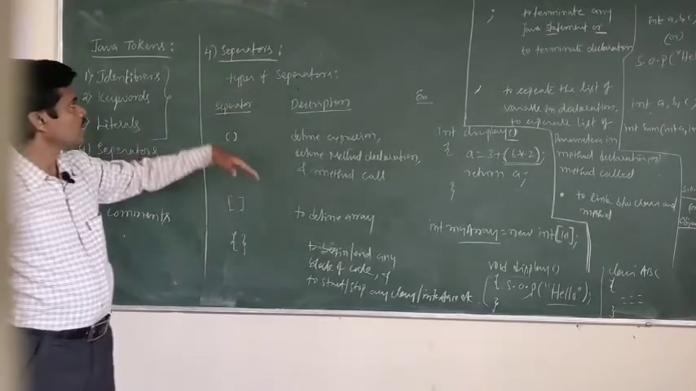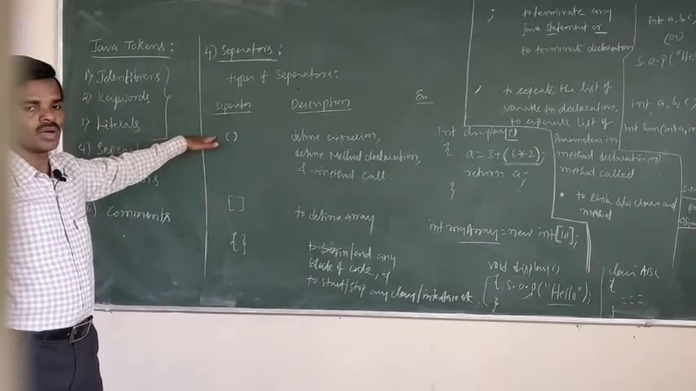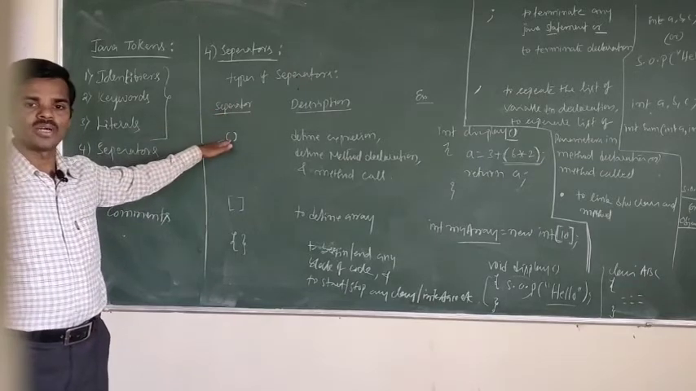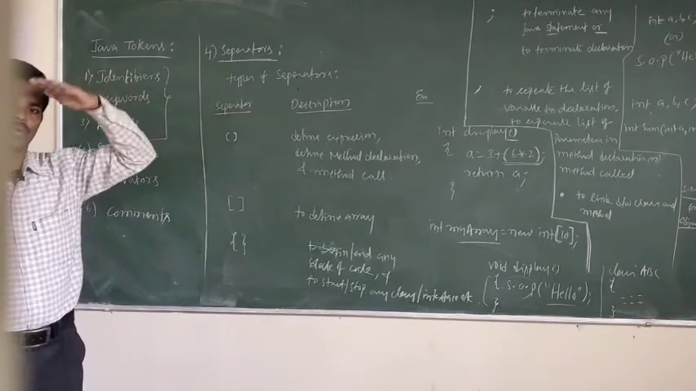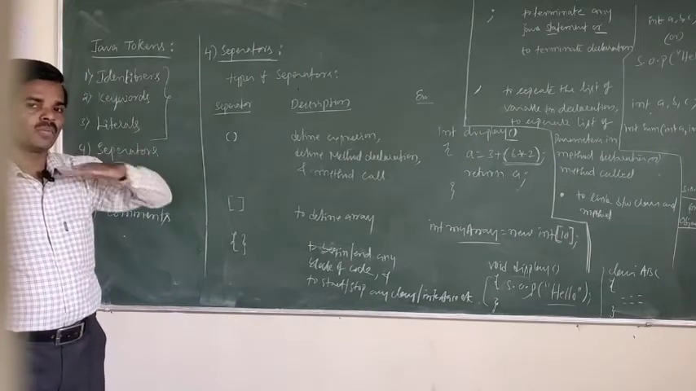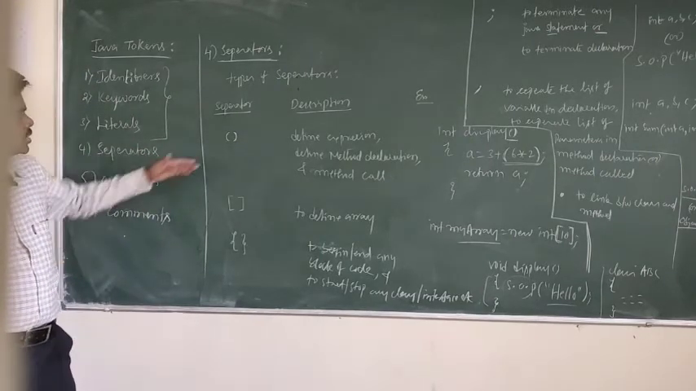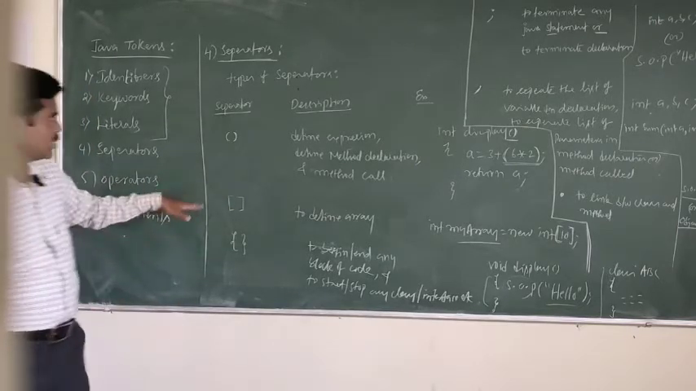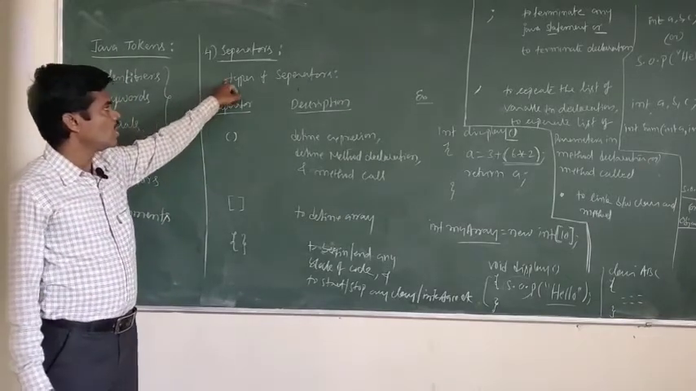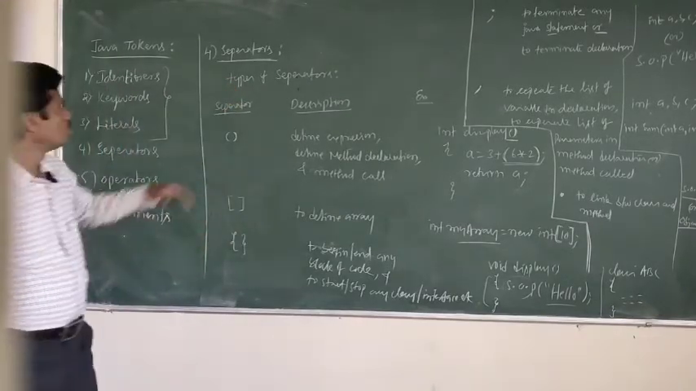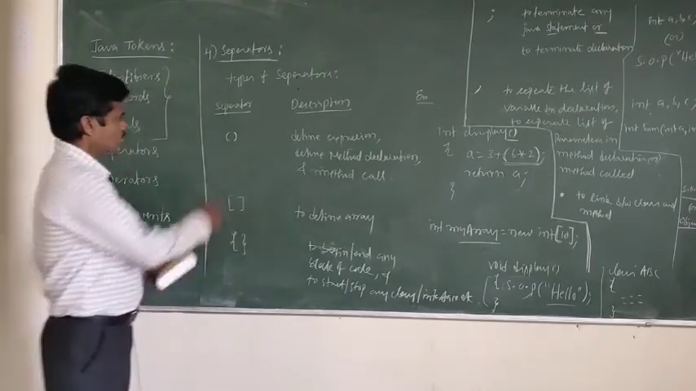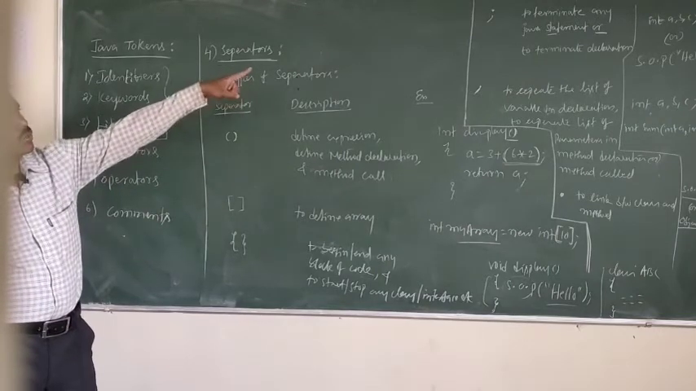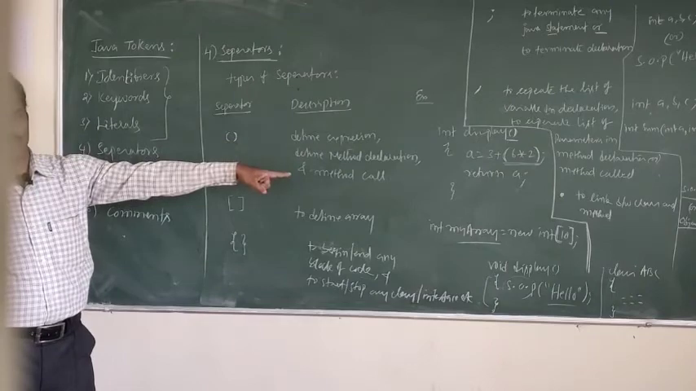So these are the different types of separators used in Java. Separators are used to divide your code, divide your program into a number of segments. So by using some separator symbols, we are going to divide your program into a number of segments. Separators are also called punctuators in Java. So what are the different types of separators? Parentheses, brackets, braces, curly braces, semicolon, comma, dot, that is the period operator.